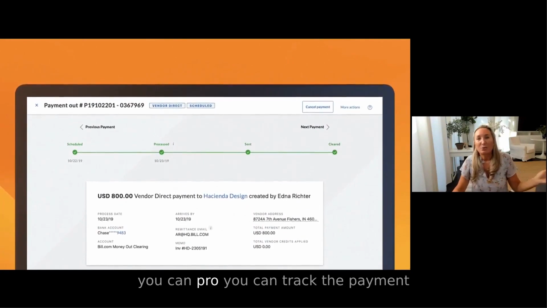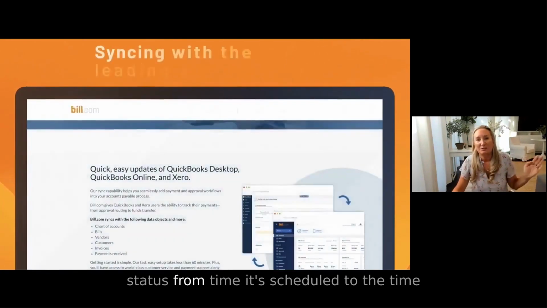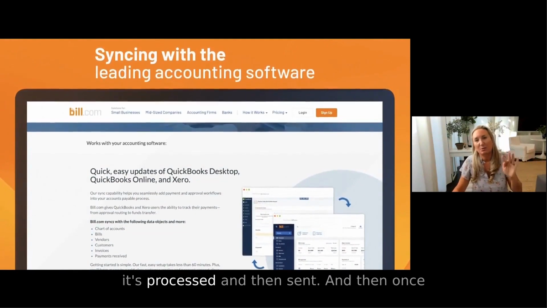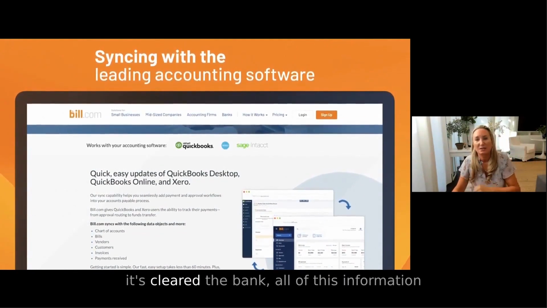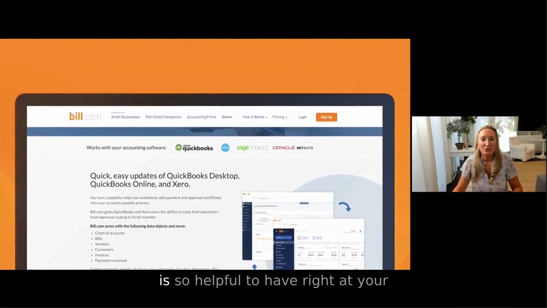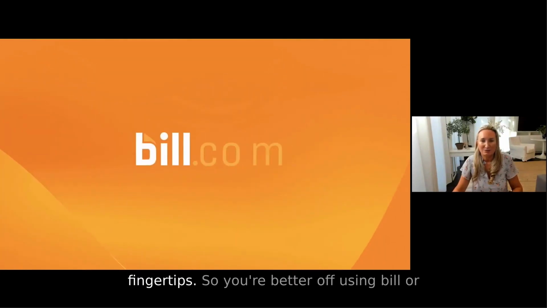So in Bill, you can track the payment status from the time it's scheduled to the time it's processed and then sent, and then once it's cleared the bank. All of this information is so helpful to have right at your fingertips.